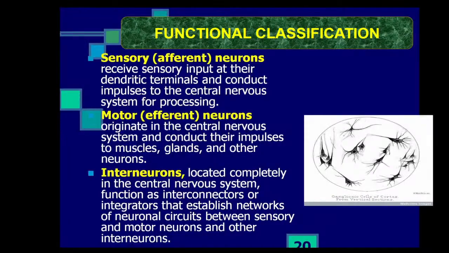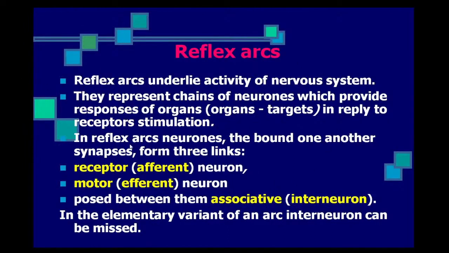Okay, next, functional classification. According to the functions, it is a classification based on the reflex arc. We are talking about sensory neurons, afferent neurons, which receive sensory input at their dendritic terminals and conduct the impulses to the central nervous system for processing. Motor neurons, or efferent neurons, originate in the central nervous system and conduct their impulses to muscle, gland, and other neurons. Interneurons, or associated neurons, located completely in the central nervous system, function as interconnectors or integrators that establish networks of neuronal circuits between sensory and motor neurons and other interneurons. What's the main idea? This is, of course, the structure of the reflex arc.